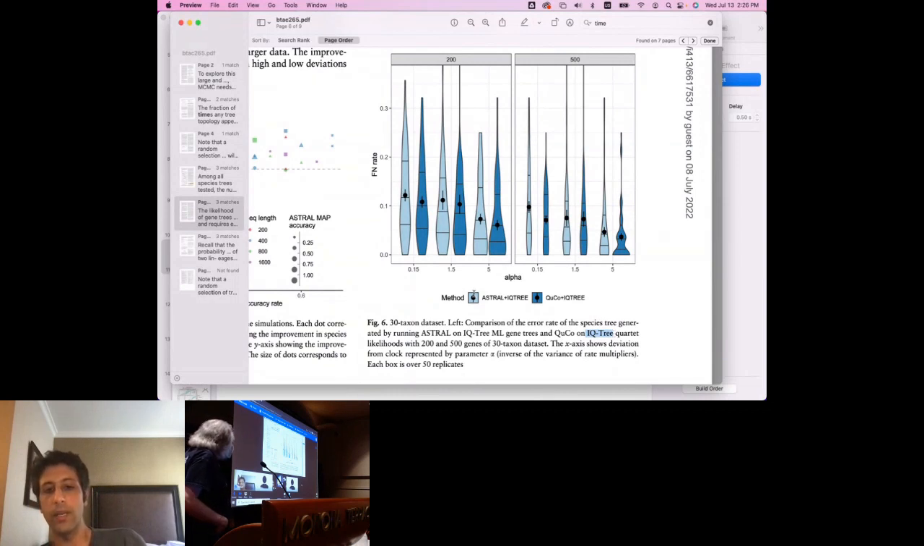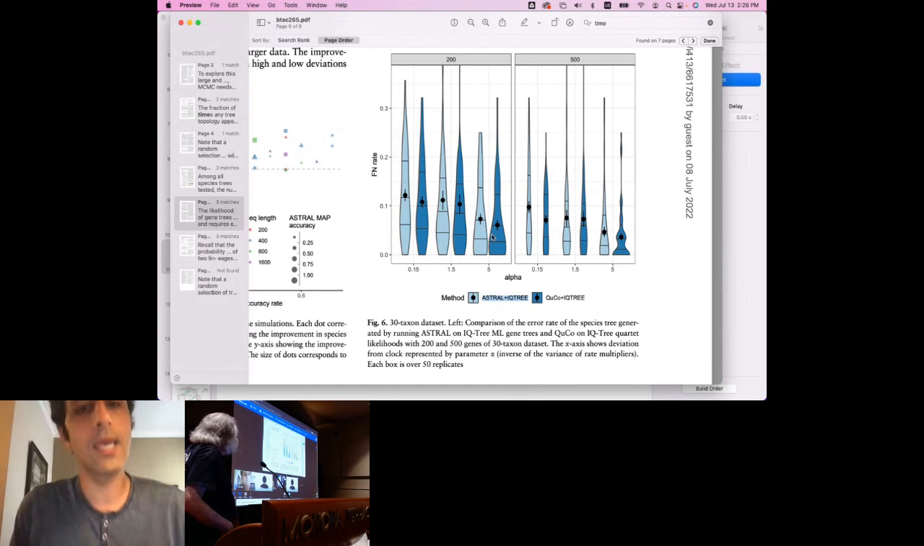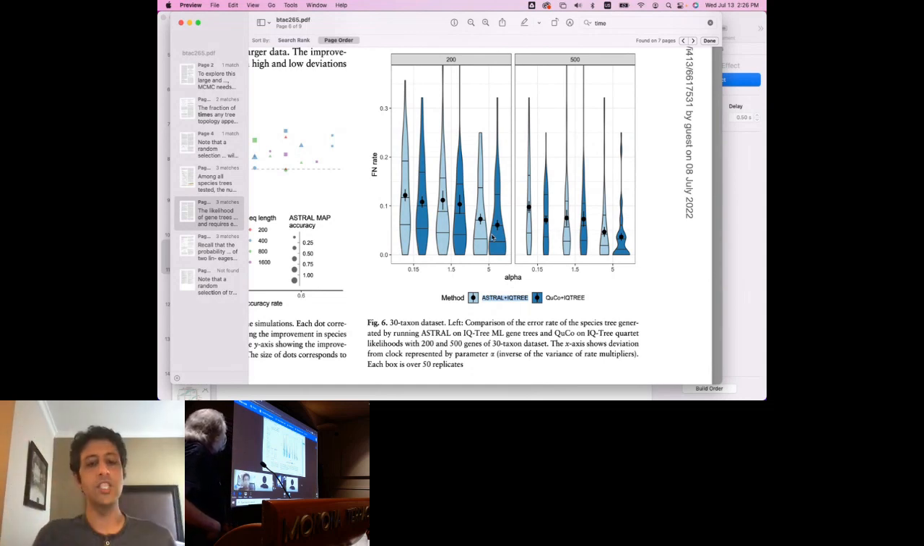And the method worked pretty well there. We are comparing Astral run on IQ-TREE maximum likelihood gene trees, as opposed to QuCo and these quartet distributions that IQ-TREE can estimate. And they work a little bit better. We haven't tested bootstrapping per se. Maybe we should. The challenge is going to be, I think, that we're going to have too many zeros, and in bootstrap you might not see some topologies at all. Whereas with these long MCMC chains, you see most things at least once. So if we do enough bootstrapping, maybe that would work.